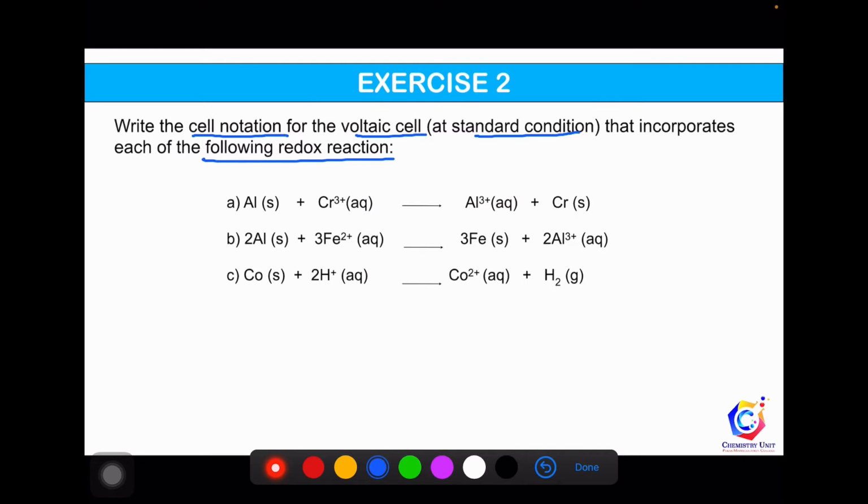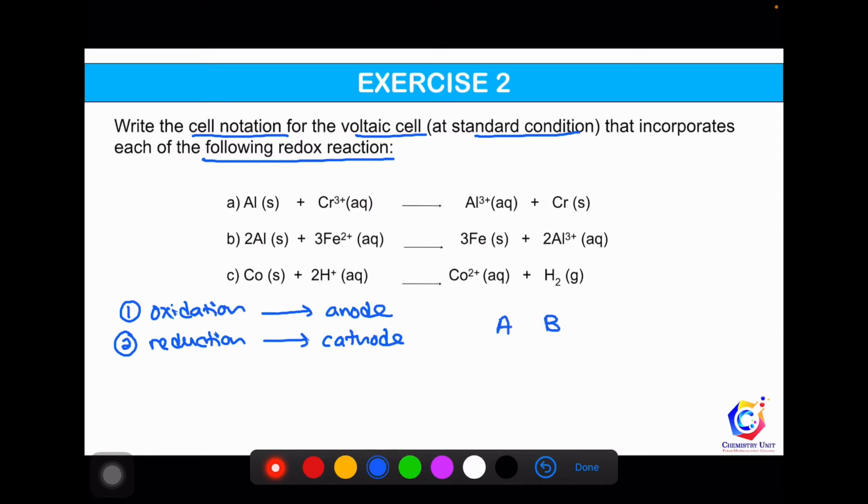So, in order to write cell notation, firstly you have to identify the oxidation half reaction. Next, identify the reduction half reaction. Why do you have to do it? Because oxidation occurs at anode, whereas reduction occurs at cathode. This is important because the cell notation is written in the format of A, B and C. Now, let us look at the answers and understand better.